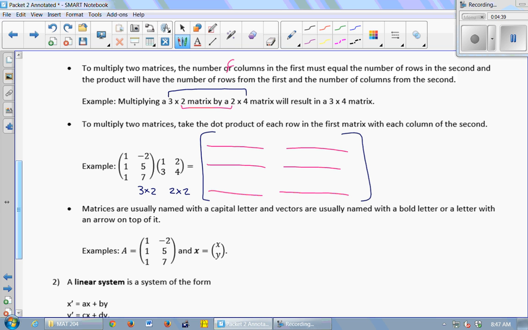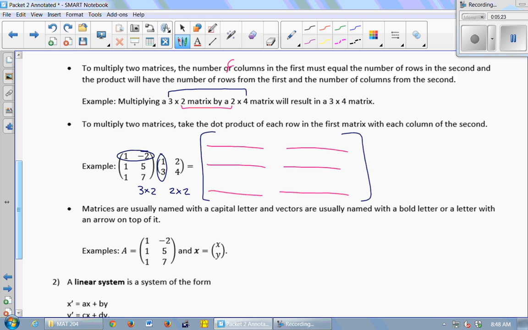Like I said, each of these entries is going to be found by taking the dot product of a row and a column. A row from the first matrix, a column from the second matrix. So to fill in the first row, first column of the answer matrix, you multiply the first row and first column of the two factors. So I'm going to multiply first row times first column, dot product. Anybody remember what the dot product is? Yeah, it's going to be a scalar. It's going to be a single number.